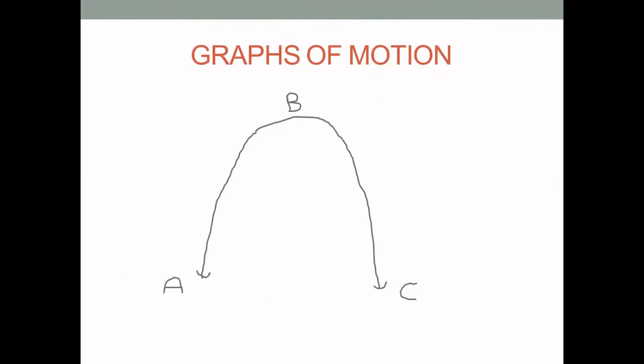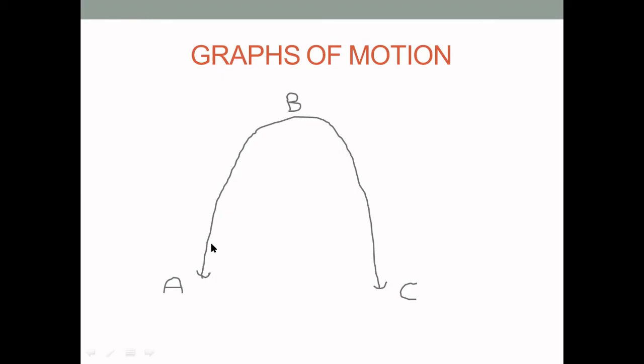So this is the motion, or the trajectory, of an object. The object is projected from the starting point, which is A. As it goes up, its velocity of course decreases until it reaches the maximum height at point B. Then at point B, it turns around and starts falling. As it falls, of course, its velocity increases until it hits the ground at point C.